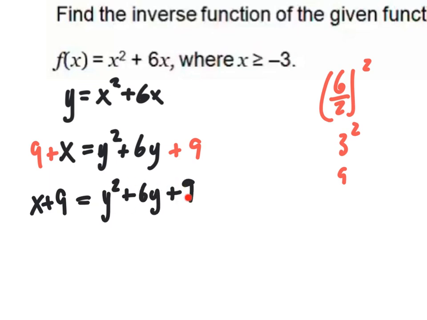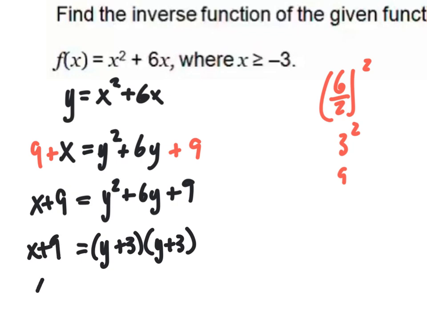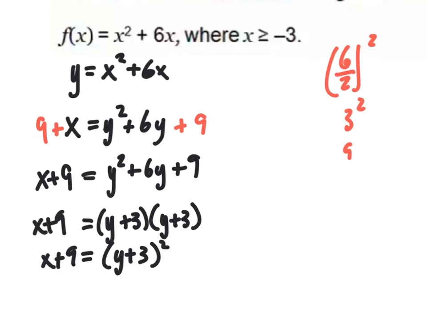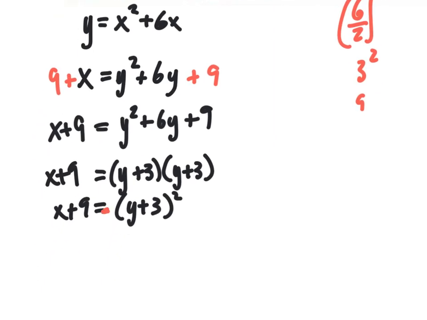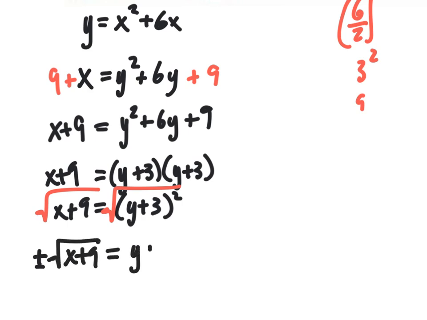Now I can complete the square here. I notice that this is a perfect square. This can be factored into y plus 3 times y plus 3, and that's equal to x plus 9. I can rewrite that as x plus 9 is equal to the quantity y plus 3 squared. Now I can take the square root of both sides. So if I take the square root of both sides, I get plus or minus the square root of x plus 9 is equal to y plus 3.